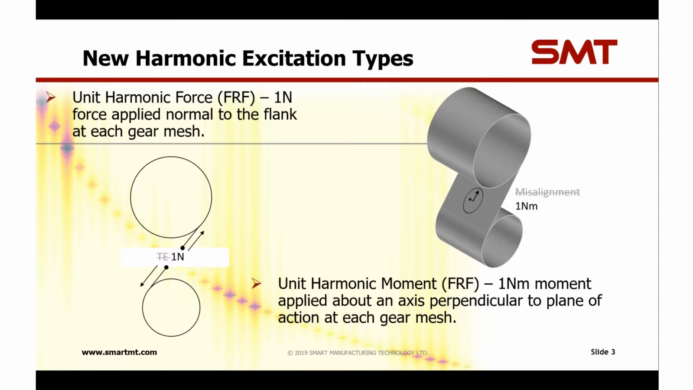So the first thing I really want to talk about here is the unit harmonic force and unit harmonic moment. So these are FRFs, and they're basically a way of excluding the dynamic behavior of the mesh force from your simulations to make it a little bit more simple. So unit harmonic force kind of replaces excitation by transmission error in the fact that it just gives you a 1 Newton force applied normal to the flank. And then the unit harmonic moment is a 1 Newton meter moment applied about an axis perpendicular to the plane of action at each gear mesh.